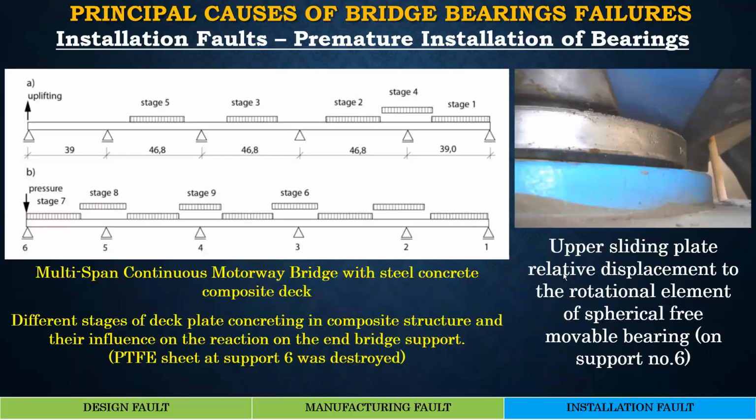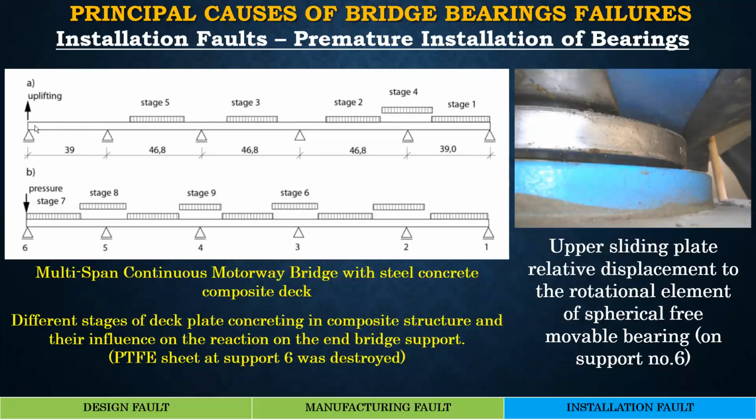This is another very good example of a failure of a bearing during installation. This is a steel concrete composite bridge, 5-span continuous, and the correct construction stage was that first the steel girders were installed, and then the top deck slab was cast in phases. Unfortunately, the permanent bearings were fixed after the erection of the plate girder, when the permanent bearing should have been installed later.